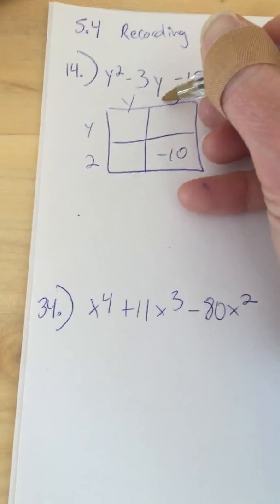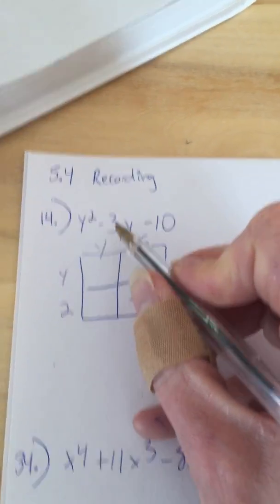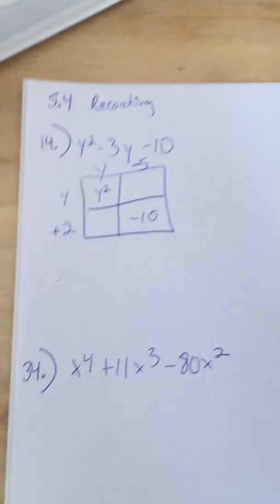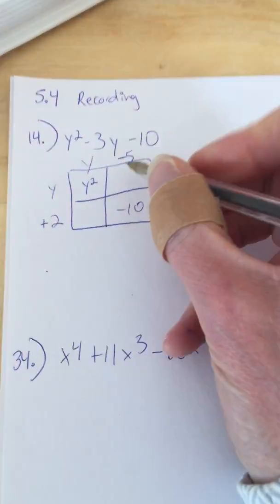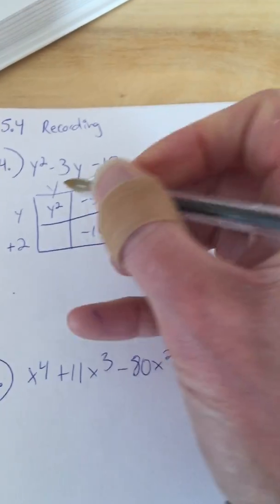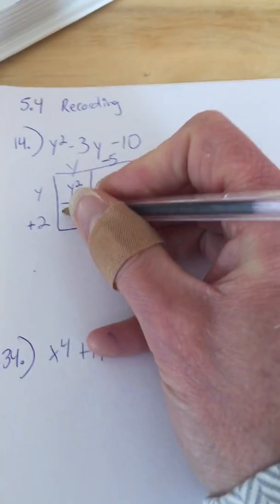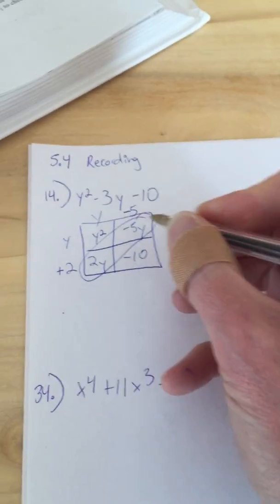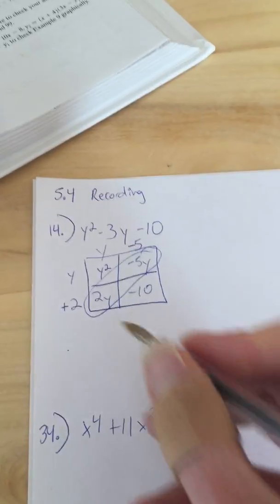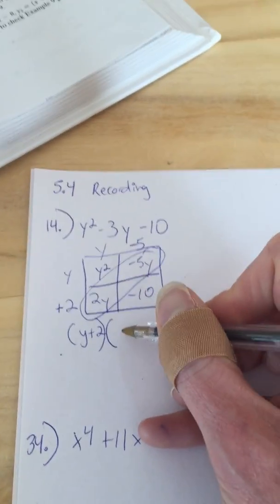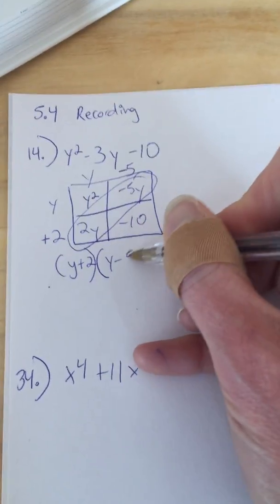I can do 5 and 2. And I'm going to make this the negative so that I get this negative 3, and I'm going to make this the positive. So y times y is y squared, and then this negative 5 times this y is going to be negative 5y, and then this is going to be 2 times y, so 2y, and you can see here that this is going to leave me with that negative 3y. And so now I have y plus 2 times y minus 5. So that's problem 14.